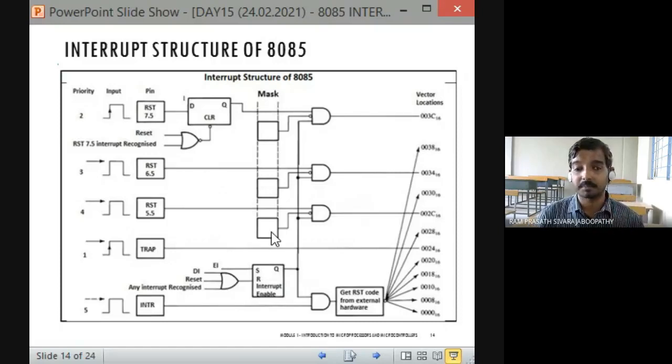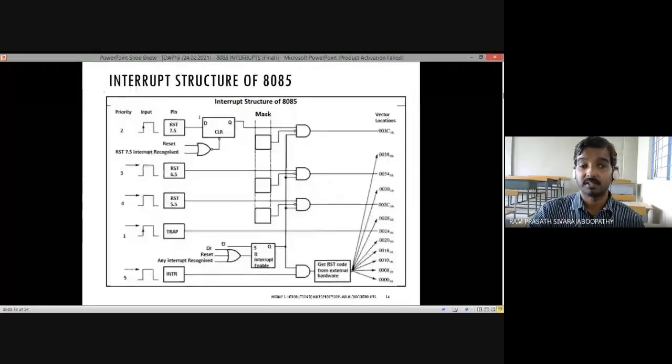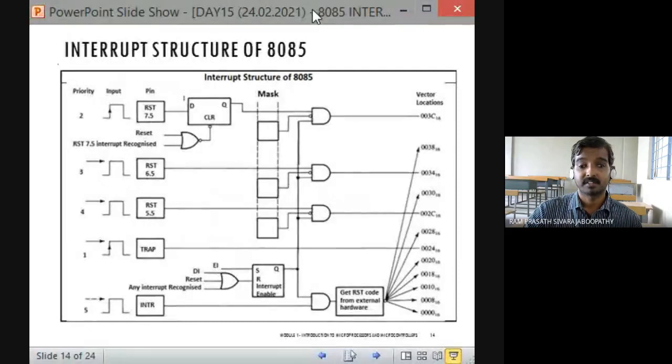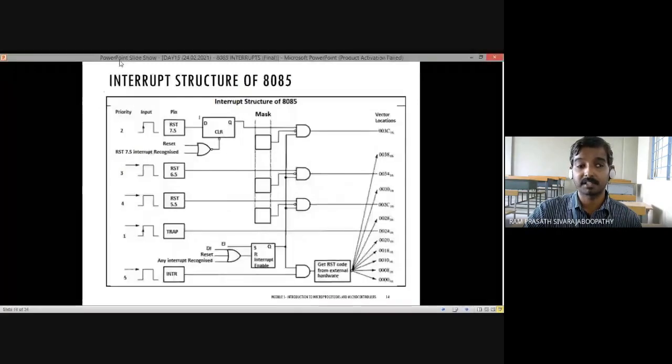Is any other interrupt maskable? Only 7.5, 6.5, 5.5 are maskable interrupts? Is any other interrupt maskable? Yes, very good, Anthony Surya. INTR is also maskable. Let me discuss now. Is the presentation slide visible clearly for all of you? Can you type it in the chat? See whether it is visible in full screen. Yes. Okay. Fine. So for RST 7.5, the mask bits M7.5, 6.5, 5.5 are there.